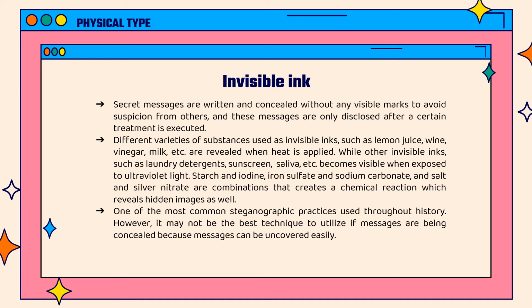Different varieties of substances are used as invisible inks, such as lemon juice, wine, and vinegar, which are revealed when heat is applied, while other invisible inks, such as laundry detergents and sunscreen, become visible when exposed to ultraviolet light. Starch and iodine, iron sulfate and sodium carbonate, and salt and silver nitrate are combinations that create a chemical reaction which reveals hidden messages as well. This is one of the most common steganographic practices throughout history. However, it may not be the best technique to utilize if messages are being concealed because messages can be uncovered easily.